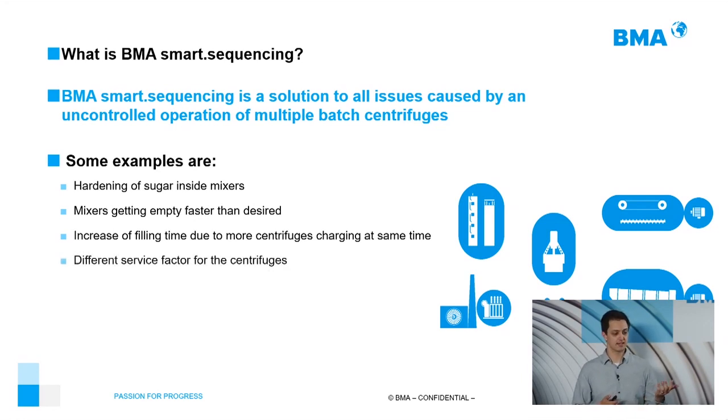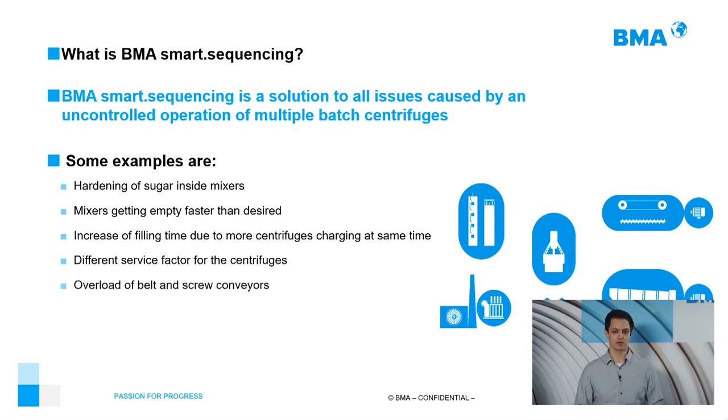So another example is a different service factor. Yeah, this happens, like I said, imagine one centrifuge running 25 and the other centrifuge running 20. And after one campaign or 2 campaigns, you have one machine that has a lot more wear than the other. And so we don't want this. We want all the machines to have the same maintenance at the end of the campaign.